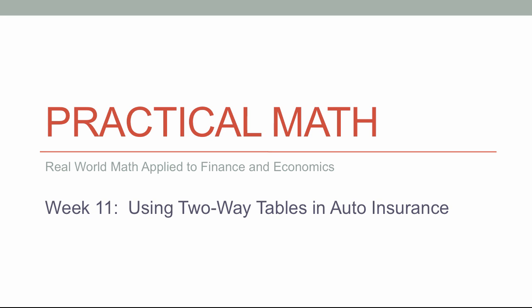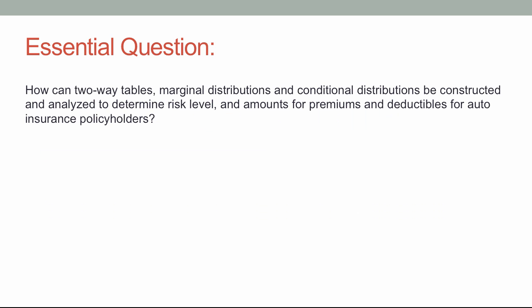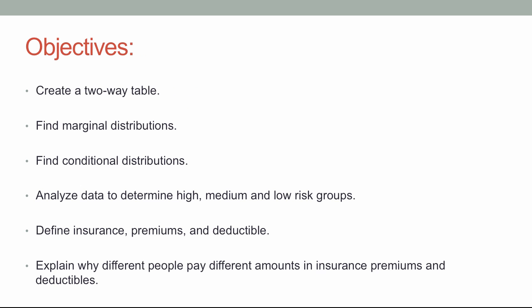We're on week 11, learning how to use two-way tables in auto insurance. The central question for this week: how can two-way tables, marginal distributions, and conditional distributions be constructed and analyzed to determine the risk level and amounts for premiums and deductibles for auto insurance policyholders?